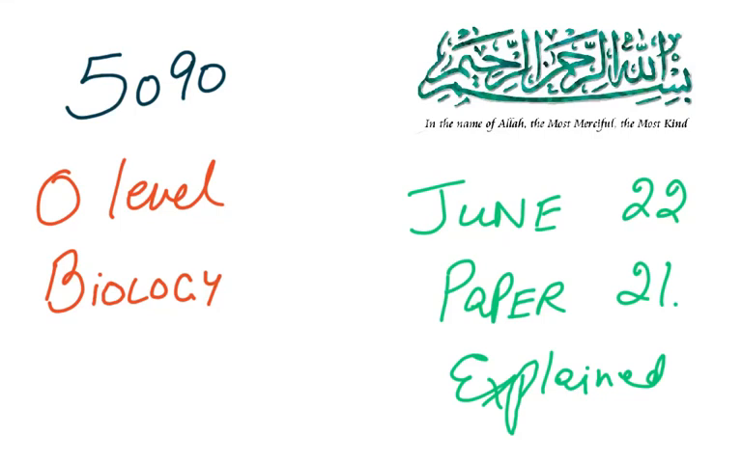Bismillahirrahmanirrahim. 5090 O-level biology. This is the June 22 paper 2-1, which I'm going to try and explain to you and make it easier for you to handle this paper in the coming exams.